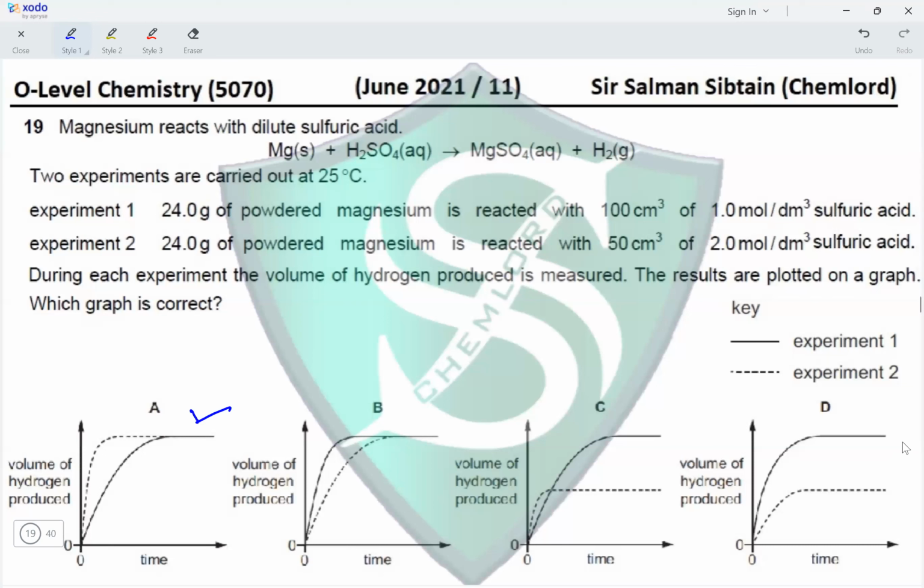Now let's look at the wrong options. B. In B, the dotted line is below the solid line. This shows that the concentration used is less than 1 mole per dm cube of sulfuric acid. That is why it is taking more time to produce the same amount, but the number of moles remains the same. So B is wrong. In C and D both, the dotted line is below the solid line, which means that the overall moles of acid are less than in case of A and B, which means that the volume of hydrogen produced is less than in experiment 1, making options C and D incorrect. Thus, option A is the correct option for this question.